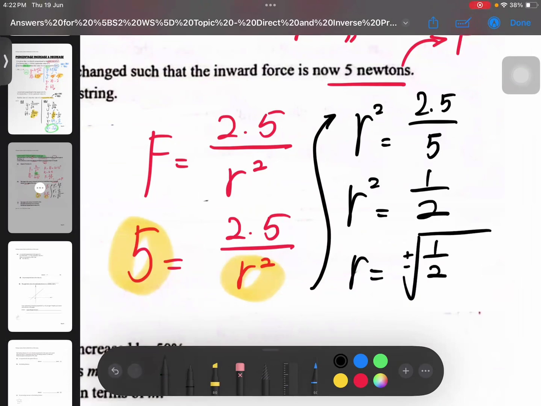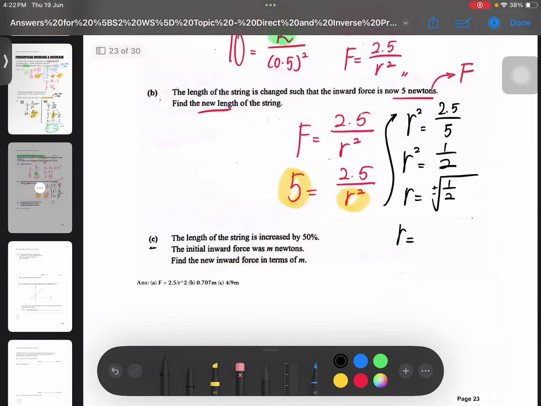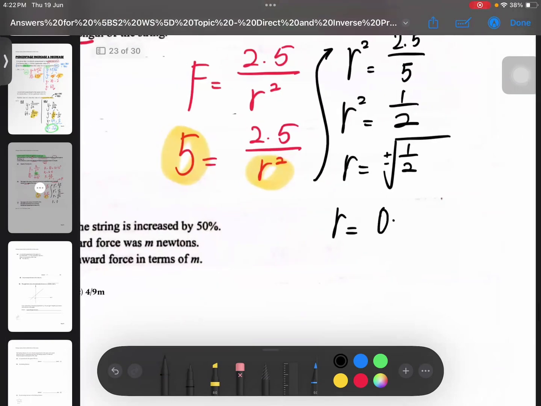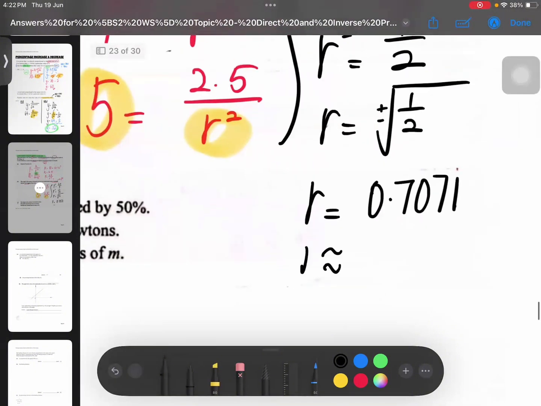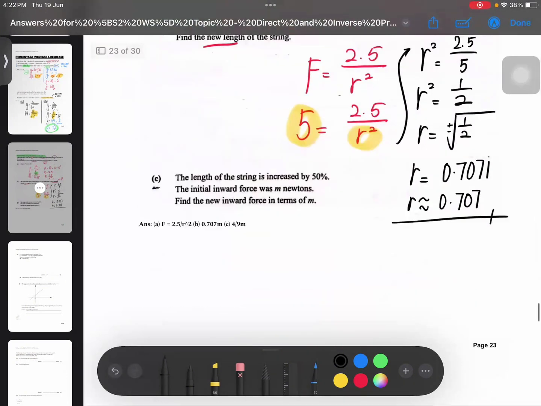When you square root half, you get R equals 0.7071. Now you are going to turn this into three significant figures. R equals 0.707. If you're wondering, what about negative? You can, but in this situation I don't think your radius will be negative. That's why I'm only showing the positive one.